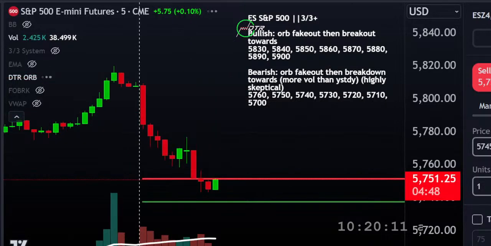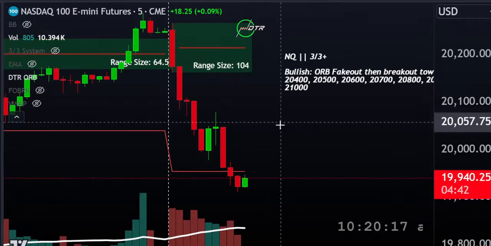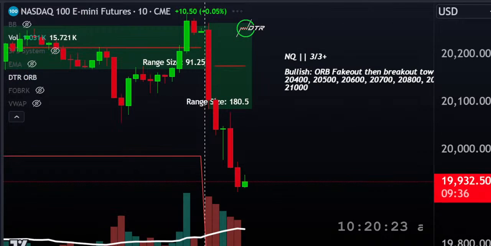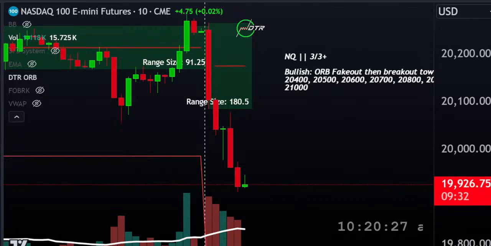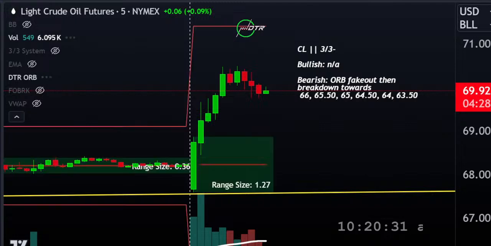I would love to see a reversal. That would be probably the better trade. Especially on NQs. Consistently lower lows on decreasing volume. Oh, interesting.